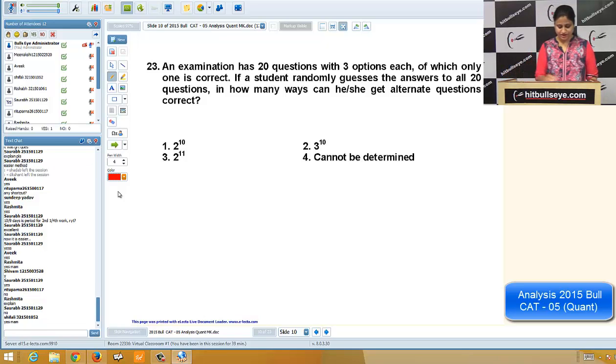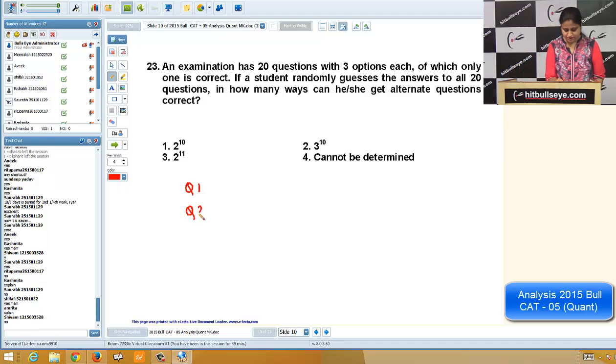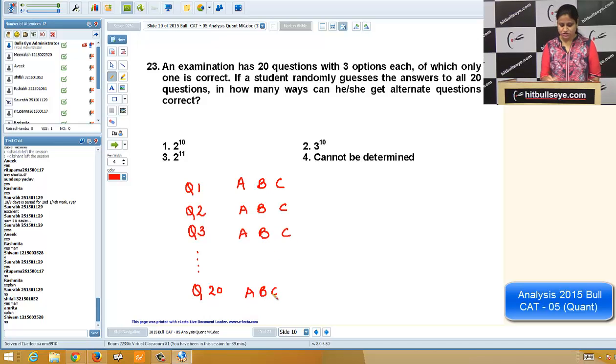An examination has 20 questions. Question number 1, question number 2, question number 3 and so on up to question number 20, with 3 options each. Say there are 3 options ABC, ABC, ABC and so on, of which only one is correct. If a student randomly guesses the answer to all 20 questions, in how many ways can he or she get alternate questions correct? So there can be 2 cases. It can be correct, second wrong, correct, wrong and so on.